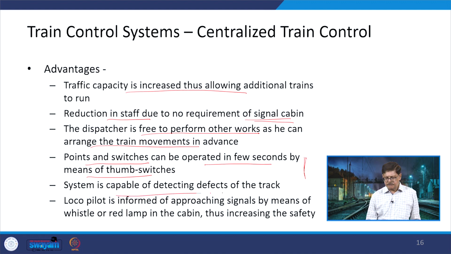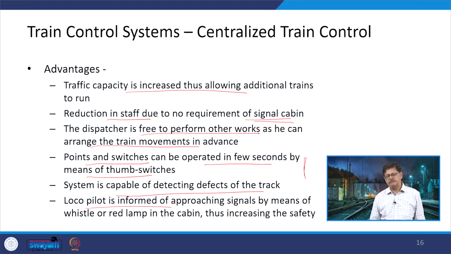The system is capable of detecting the defects of the track, and if there are defects, we have again discussed that if different types of defects are there, then what type of indications can be there, in terms of either the steady color indication or the flashing indication, or a combination of steady and flashing indications. We have discussed them all previously.